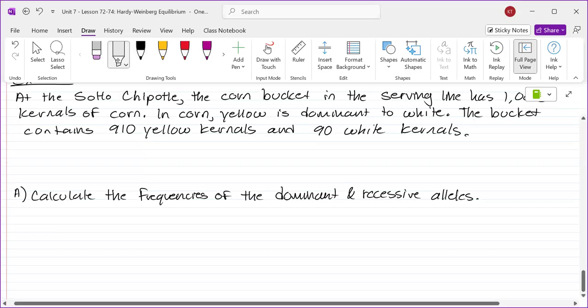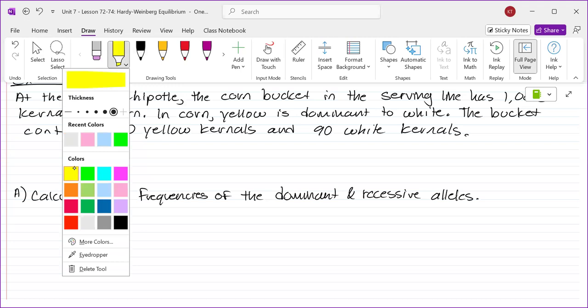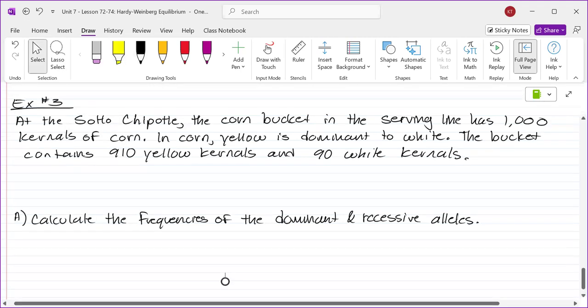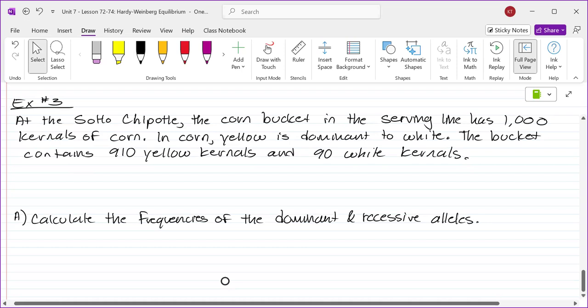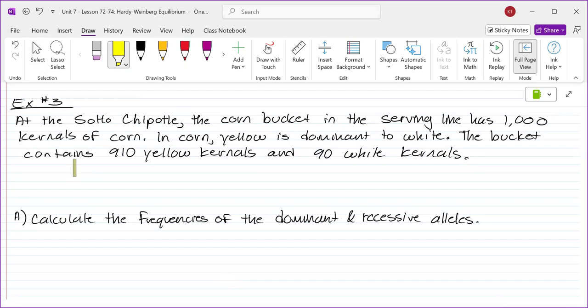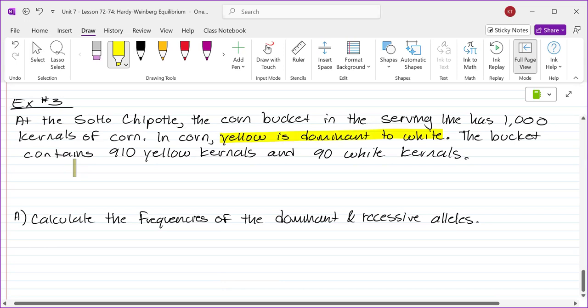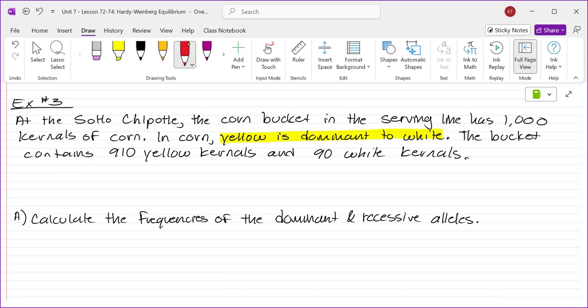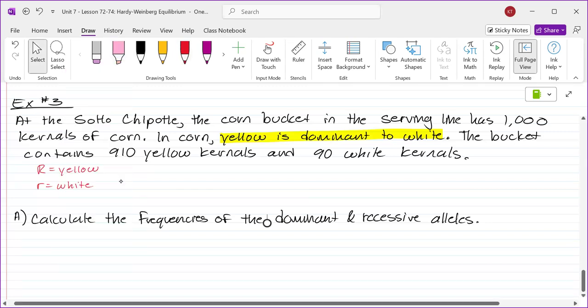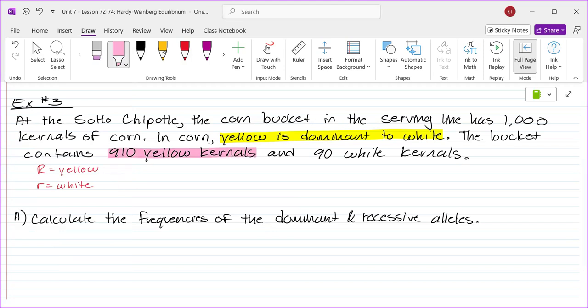Okay, so let's get back to this and confirm if you're doing it right, and if you're confused, I can help you out. According to this information, the first thing I notice is that yellow is dominant to white. That's helpful. John, what's your favorite letter in the whole wide world? R. Fine. Good choice. So we're going to say that yellow has the dominant allele and white has the recessive allele.